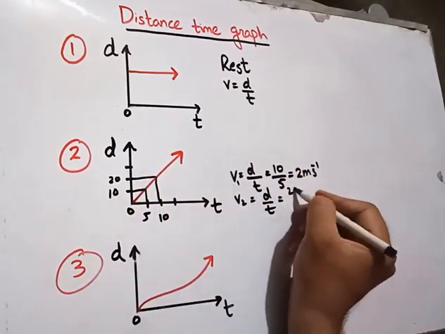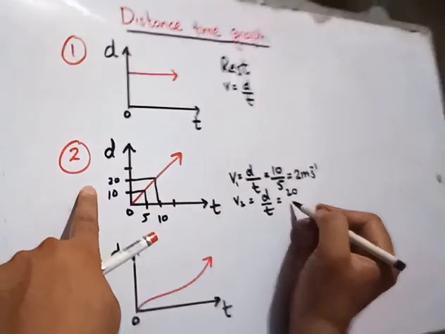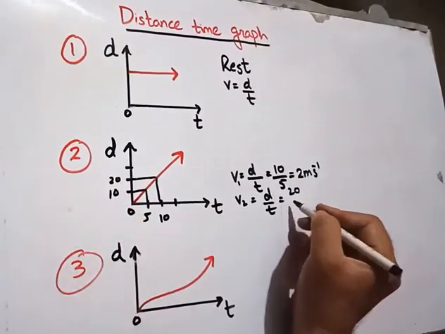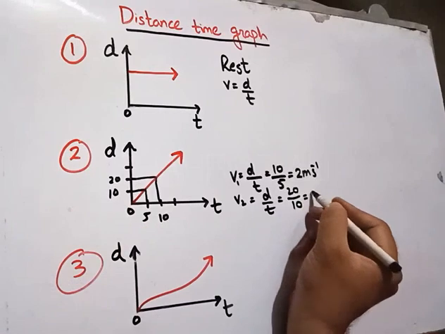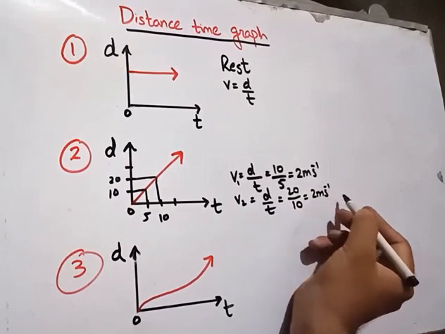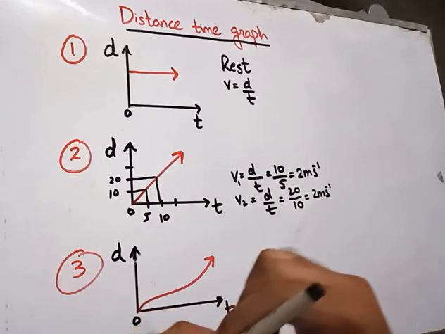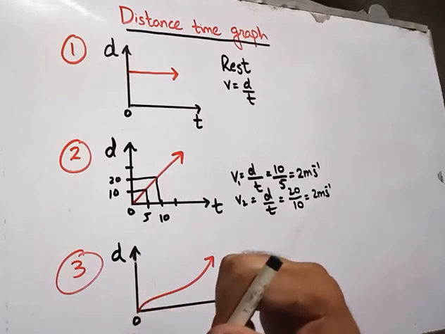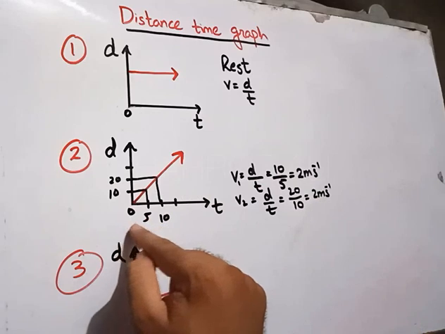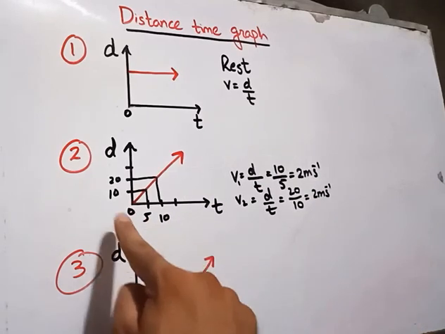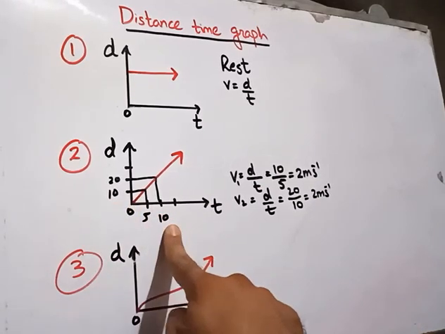Take value 20 for another point, for the second point, and 10. The answer is the same, 2 meter per second, which shows the body is moving with constant velocity. The velocity is not changing, or the speed is not changing. It is covering equal distance in equal intervals of time.